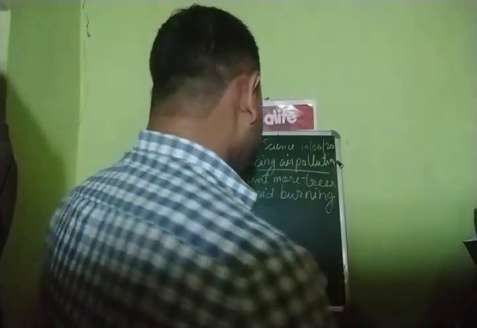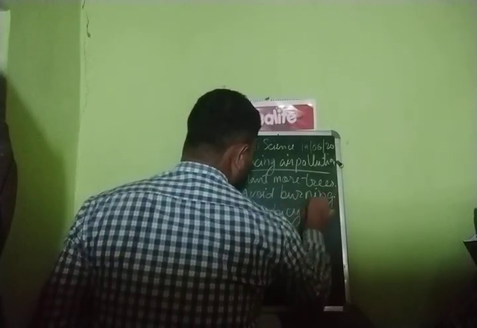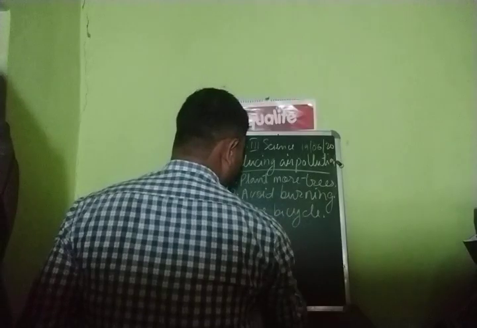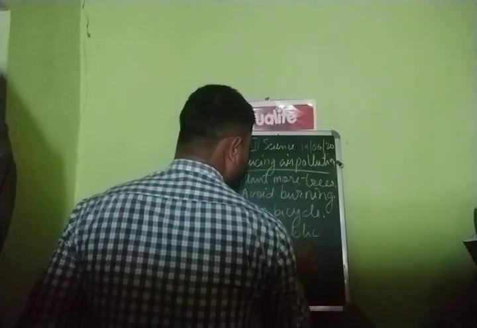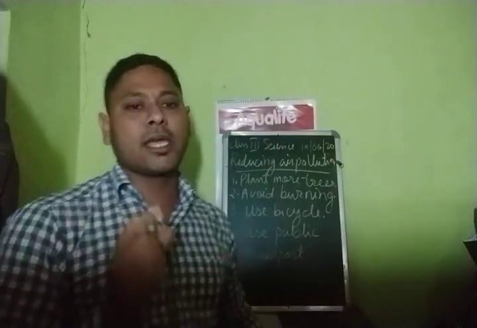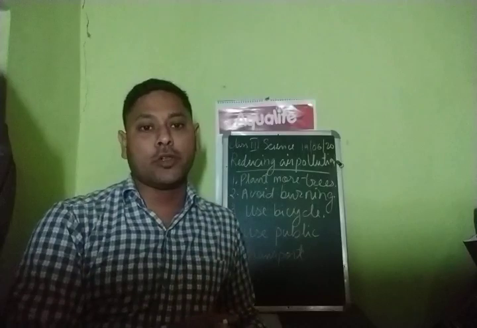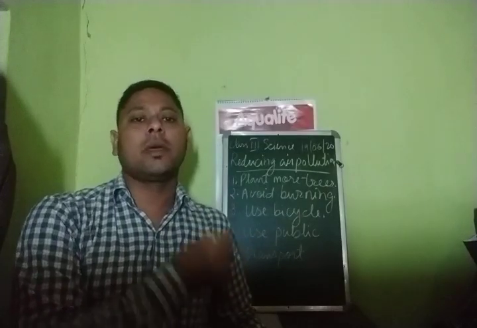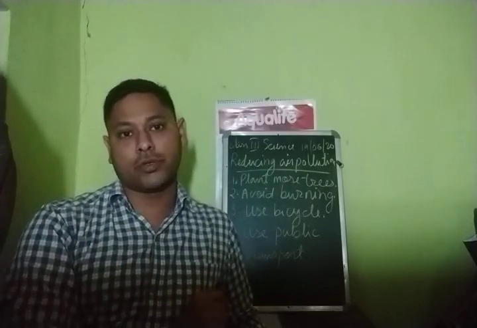So number 3, use a bicycle. Why? Because bicycles do not produce any kind of gas. Or use public transport. Why? Because public transportation is always maintained in a proper way. They check their pollution now and then, on a regular basis, and public transport systems are eco-friendly and non-polluting. Understood or not?